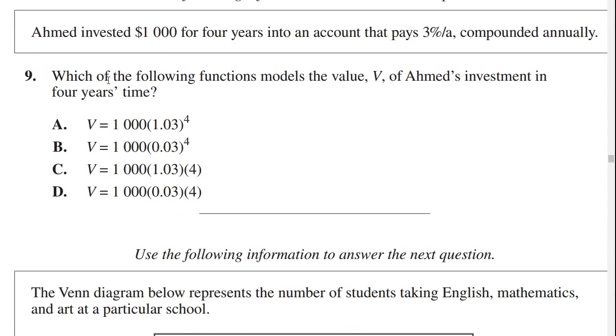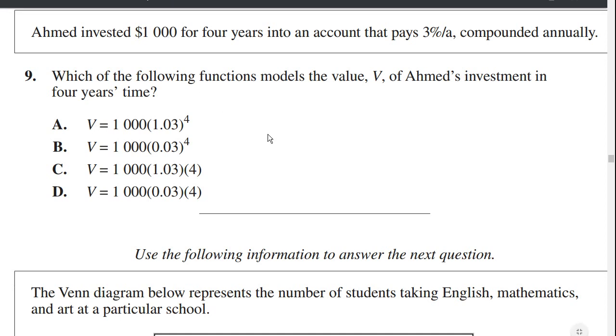Oh, we're not into that problem yet. Okay, so Ahmed invested $1,000. So the principal, $1,000 is the initial amount that he invested. So that's the principal, which is 1,000. The rate of interest is 3%. So we're obviously going to have 1.03, which is 1 plus the rate of return. So the answer is not B and it's not D.